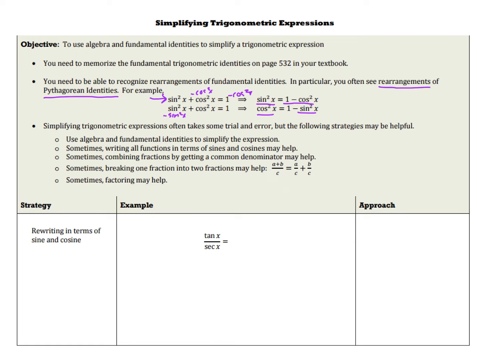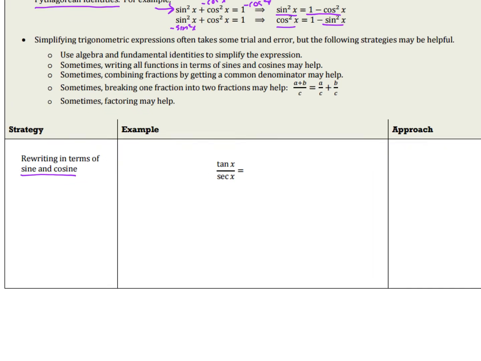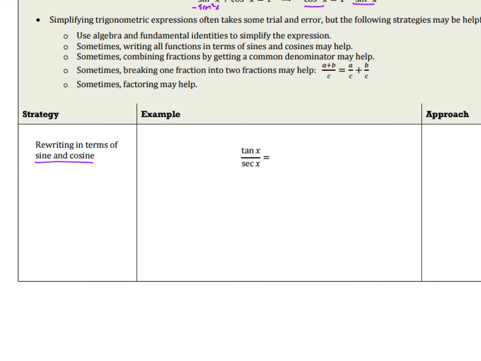So one strategy we're going to talk about first is rewriting everything in terms of sine and cosine. And so this involves a lot of understanding our reciprocal identities as well as our quotient identities. So in this first example, I have tangent over secant. So if I was going to simplify this by using the strategy of rewriting things in terms of sine and cosine, I would rewrite tangent as sine x over cosine x, and I would rewrite secant as 1 over cosine of x.